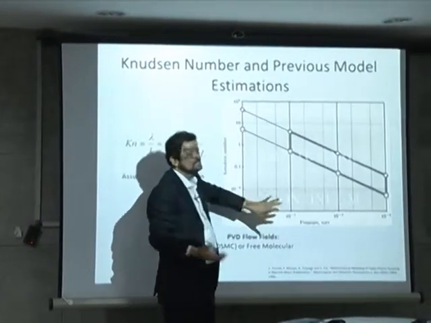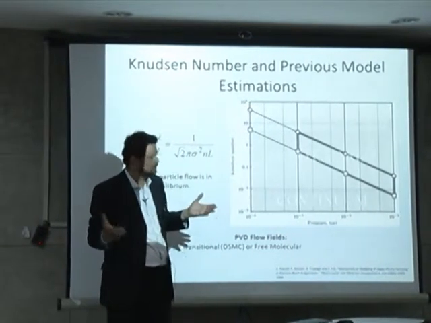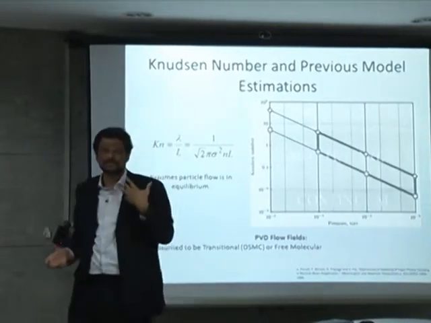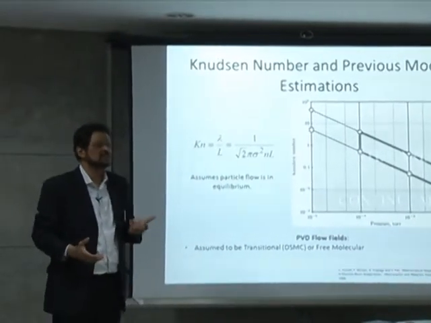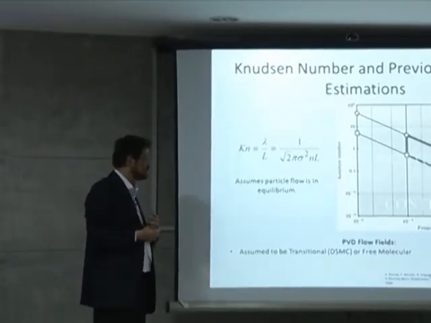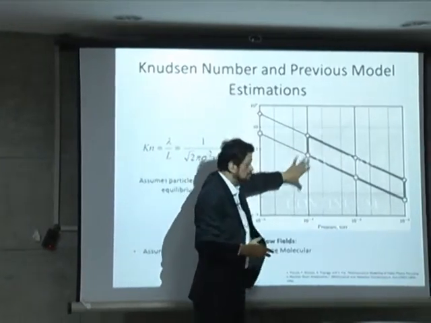Low Knudsen number is Navier-Stokes equations, which have been done a lot in the literature. This middle region is very difficult. It's Monte Carlo. If you try to do it numerically, it is extremely numerically intensive, much more so than Navier-Stokes and so on. So our problem lies kind of here also and here also.